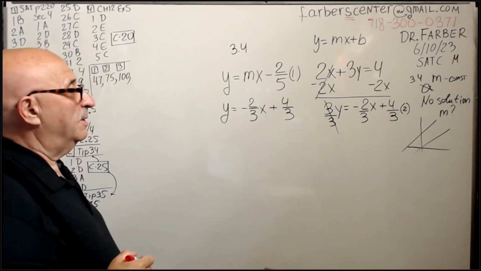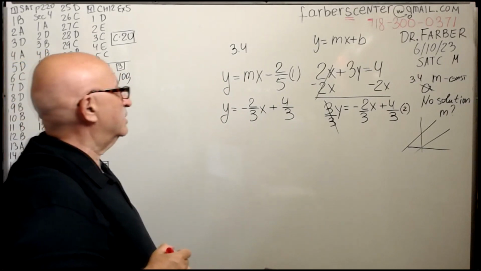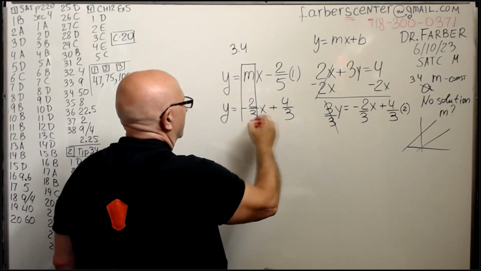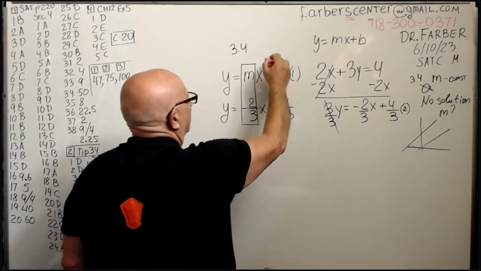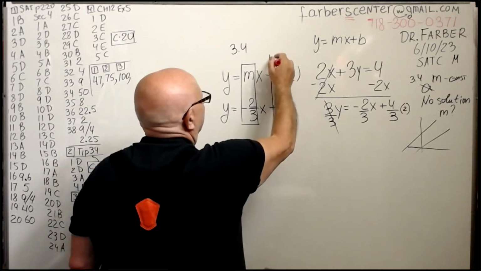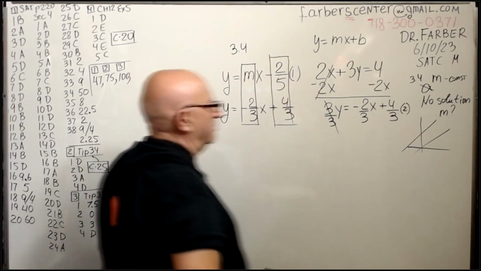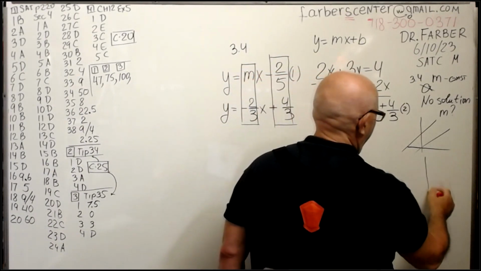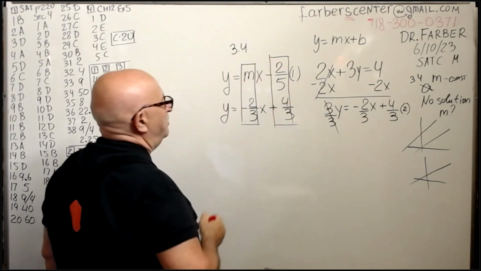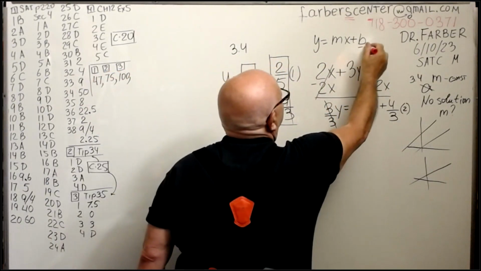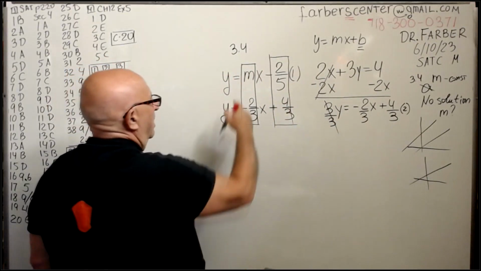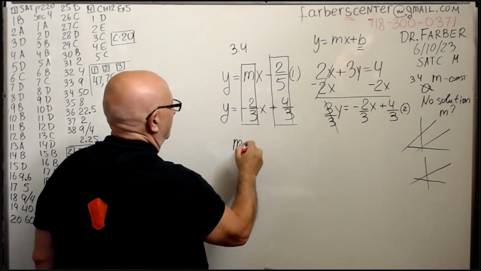In order to be parallel and have no solution, we have two conditions. The first condition, m must be the same. And the second, b, the y-intercept, is also supposed to be different. Because if they were the same, it would be the same line, which has an infinite set of solutions. So b is different, and m must be the same. Why? In order to have parallel lines.